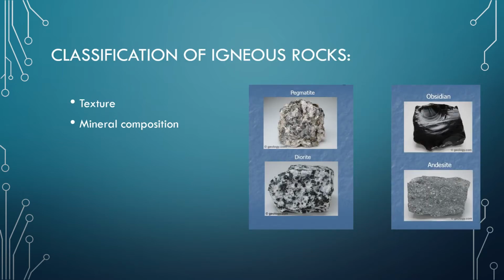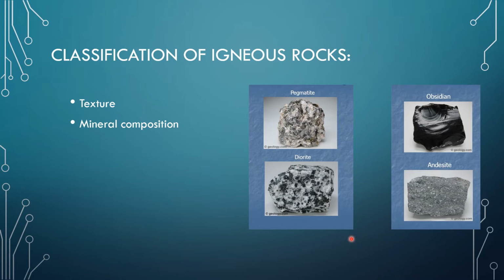Now, let's discuss how we classify igneous rocks. There are two ways to classify an igneous rock: through its texture and mineral composition. If the igneous rocks have crystals too small to see with the eye, then it is an extrusive rock. These two are examples of extrusive rock. There are no visible crystals here. Igneous rocks that have visible crystals, where you do not need a microscope, are intrusive rocks. These are examples of intrusive igneous rocks. You can see the crystallization in both of them.